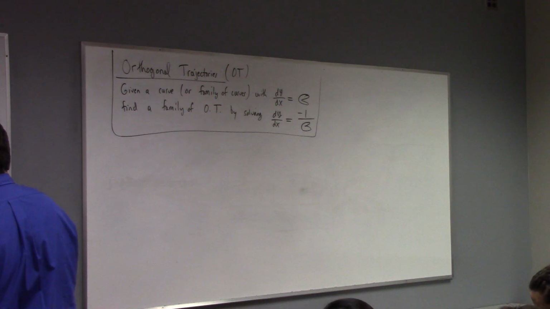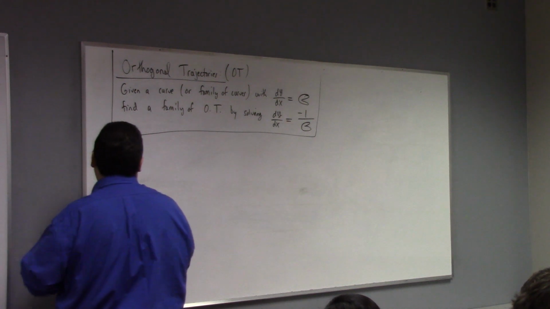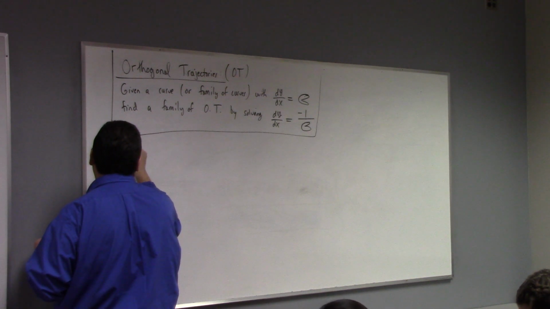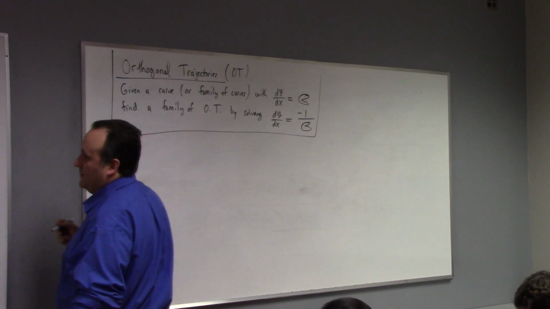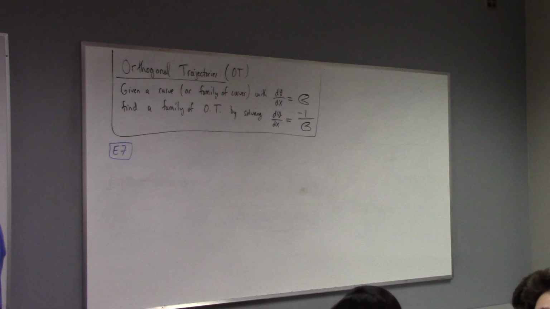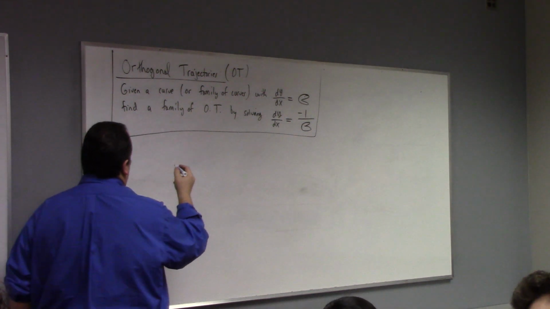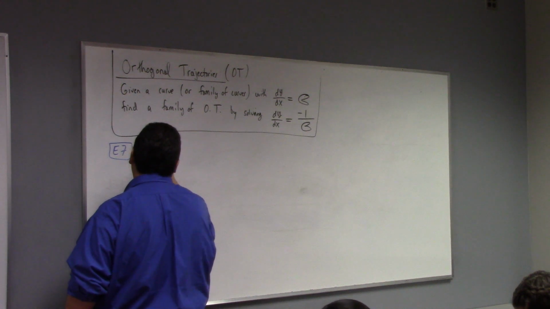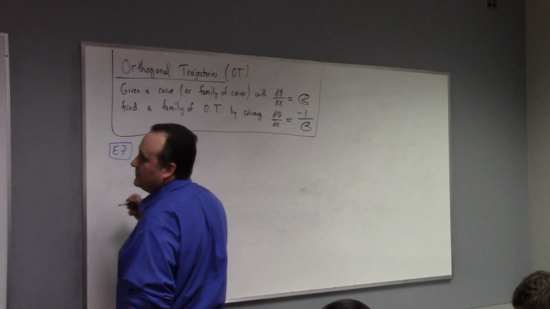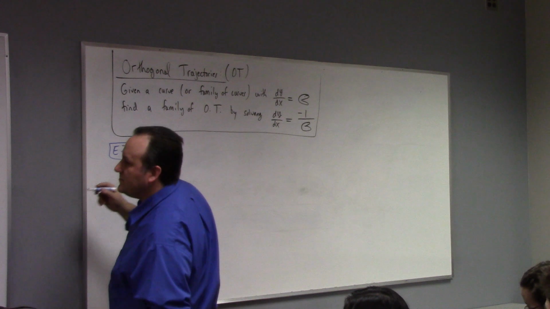So example 7 here, we'll find the orthogonal trajectories to example 2. Excuse me, 2, did I say 2? I meant 6. Dummy. Me, not you. Okay, so dy/dx equals (y - 2)/(x + 3), right?